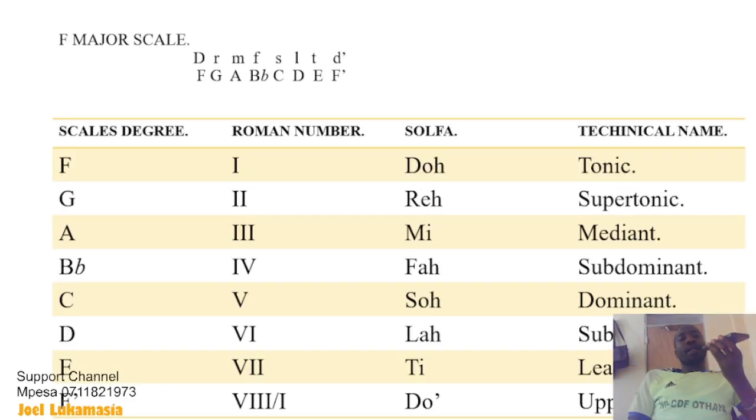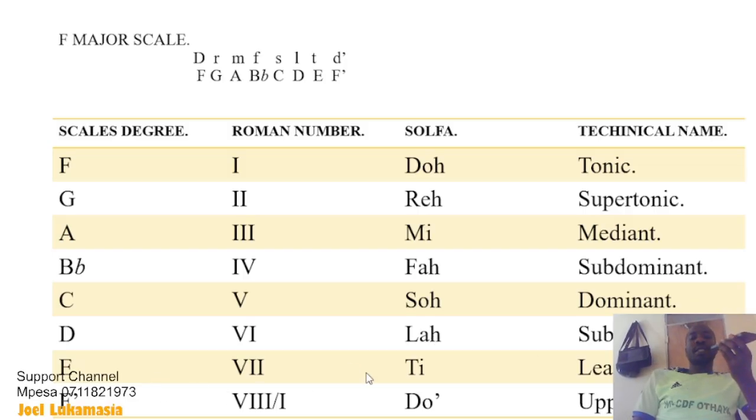Now in F major, F becomes the 1, which is the do or the tonic, then G becomes the 2, which is the re or the supertonic, A becomes the 3, which is the mi or the mediant, B flat becomes the 4 or the fa, the subdominant, C becomes the 5 or the sol, the dominant, D becomes the 6th or the la, the submediant, E becomes the 7th, the ti or the leading note, then the higher F becomes the 8th, or the higher do, or the upper tonic. So those are some of the things you should note from the scale of F major.